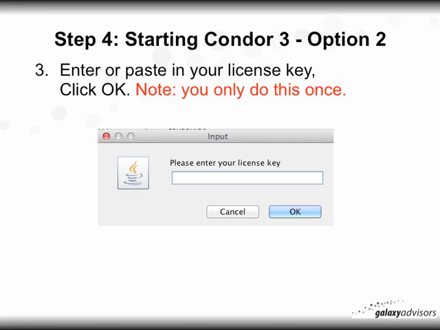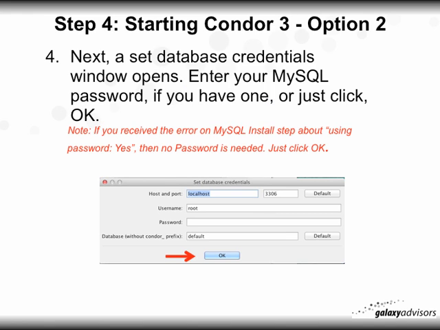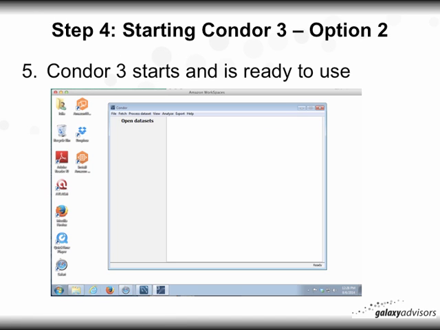Again, enter or paste in your license key if you're doing this for the very first time, and then click OK. Next, the database credentials window appears. Enter your MySQL password, again if you have one. If not, just click OK. And then Condor 3 starts and is ready to use. It's shown here in an Amazon workspace.